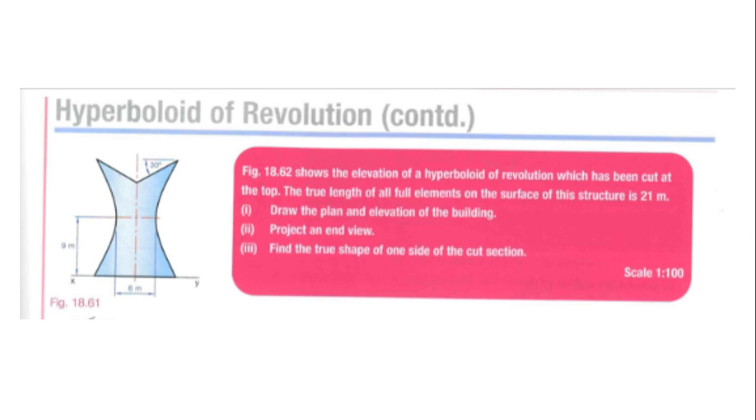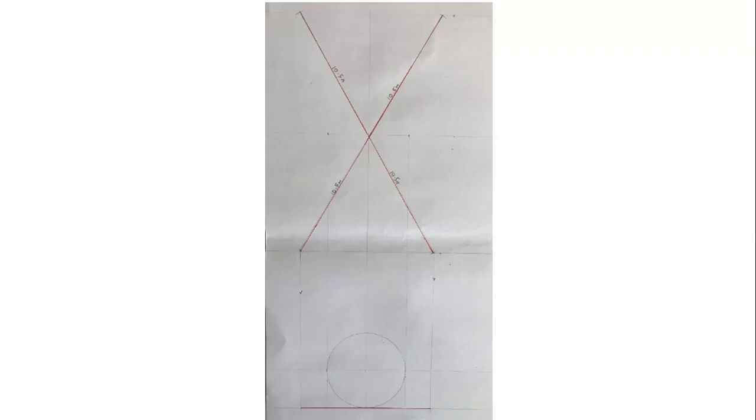Part 2, project an end view. And part 3, find the true shape of one side of the cut section. To start off this question, we're going to focus on actually drawing the hyperboloid of revolution in plan. In the question it tells us the throat circle is a width of 6 meters and the height from the ground up to the centre of the throat circle is 9 meters.